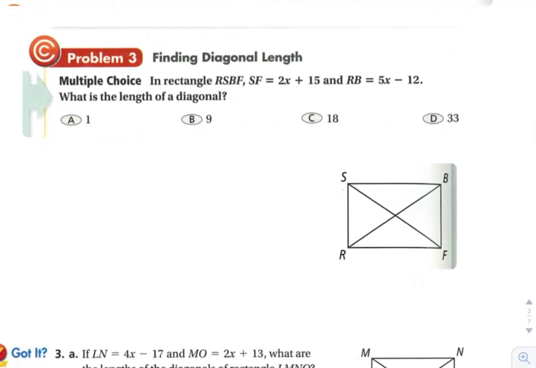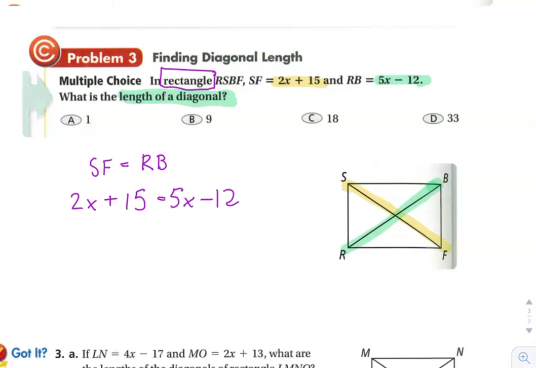We're given this rectangle, RSBF. We know that SF is 2x plus 15, so that's this diagonal here. We know that RB is 5x minus 12. This diagonal, what is the length of the diagonal? So we want to find the length of the diagonal. Solving for x is going to come in handy first, though. All right. So let's set SF equal to RB. We know we can do that because we're given it's a rectangle.